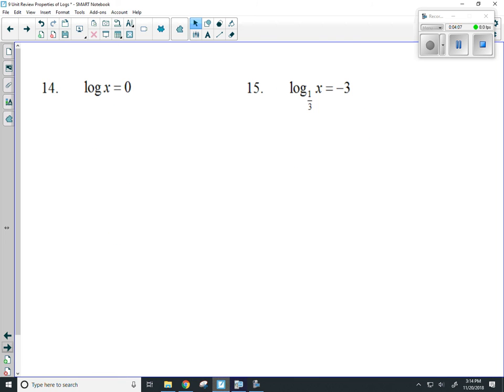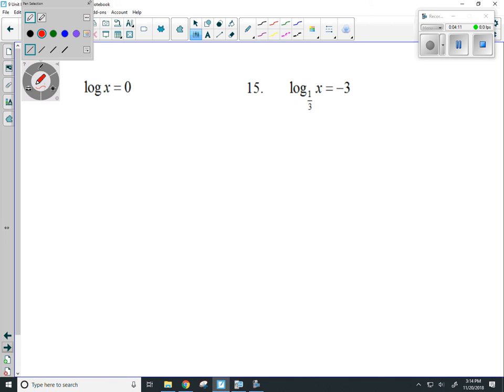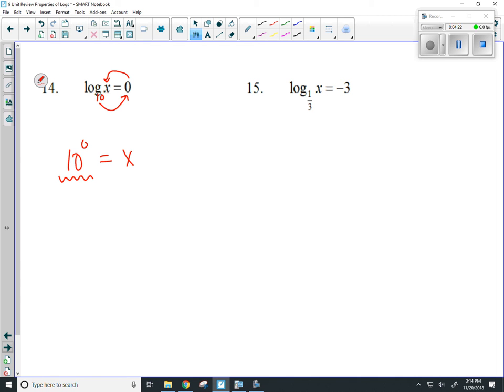Alright, the last two in this section. For number 14, the base, even though you don't see it, is 10. So 10 to the 0 power equals x. And any non-zero number raised to the 0 power is just 1. So the answer for number 14 is just 1.